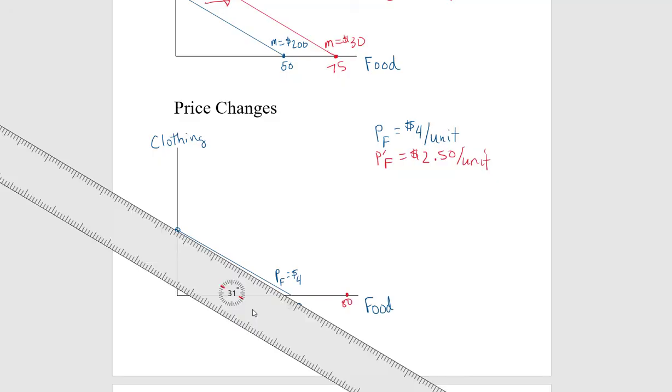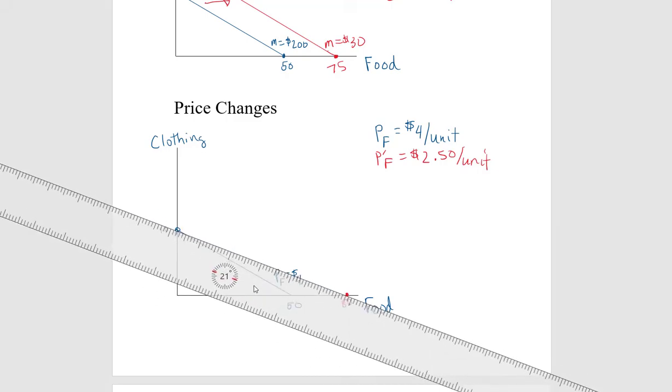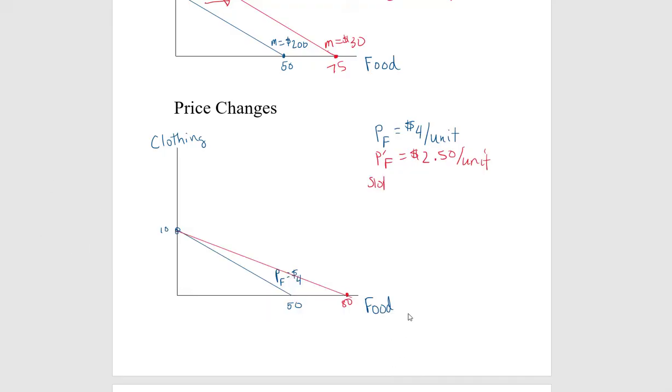Our new budget line then is a rotation of the existing one, making it flatter than it was before. It's flatter because the price of food went down. And remember, our slope is the price of food over the price of clothing. Negative, of course. Negative 2.5 over 20, our new slope is minus 1/8. So when the price of food goes down, that budget line rotates out.